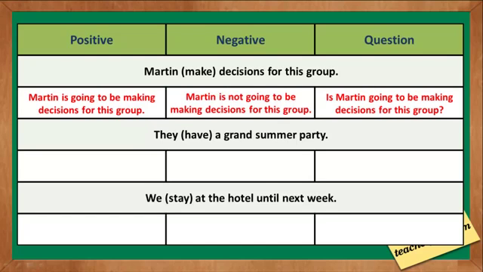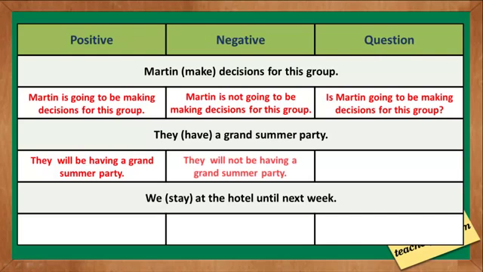The fourth one: they have a grand summer party. The correct positive statement is: they will be having a grand summer party. The negative statement is: they will not be having a grand summer party. And the question is: will they be having a grand summer party?